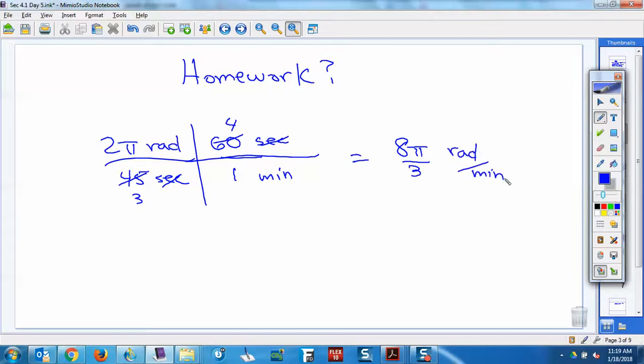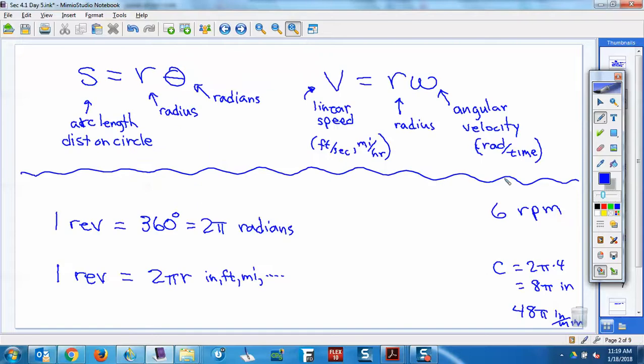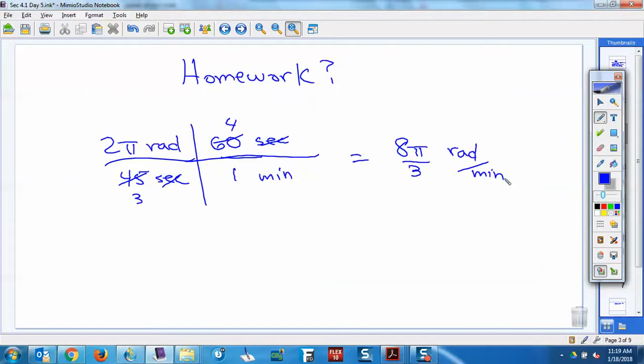Okay, I didn't really follow any formula there. It doesn't really fit any of these formulas. It's just knowing that angular velocity is a radian divided by a time. So it takes 2 pi radians, that's 1 revolution, in 45 seconds. And then just get your units matched.